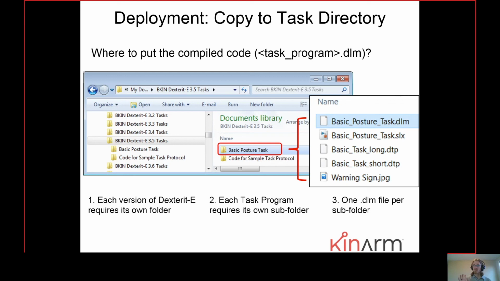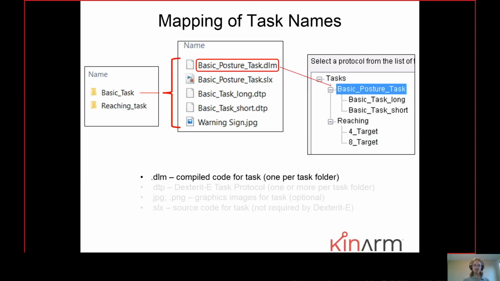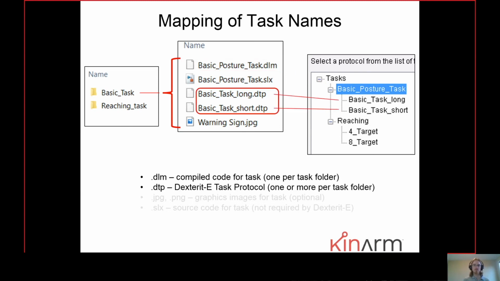So within this task programs folder, we need a set of files. And what are those files? Well, we need that DLM file. And the DLM, like I said, is the compiled version of your task. That is the thing we actually interact with. That's the bit of information that we pass over to the robot computer.